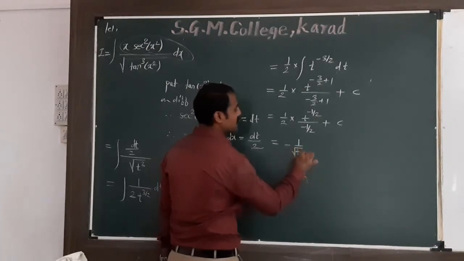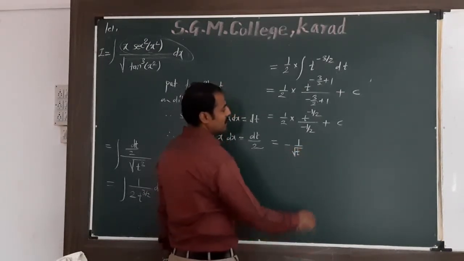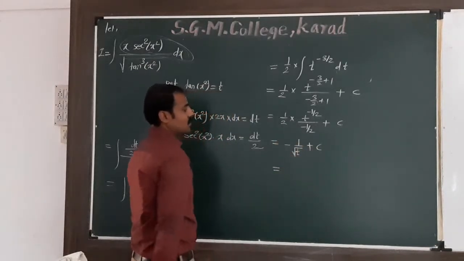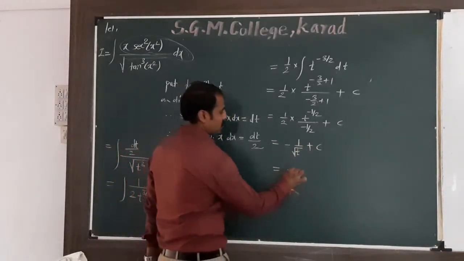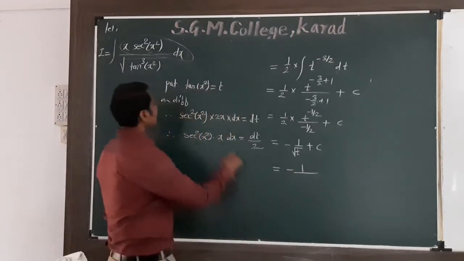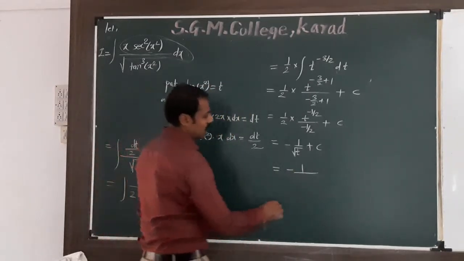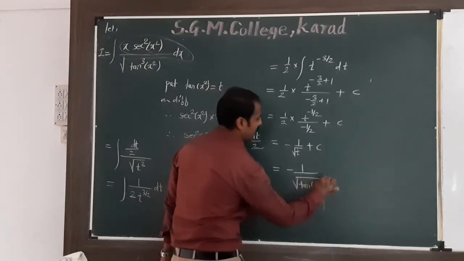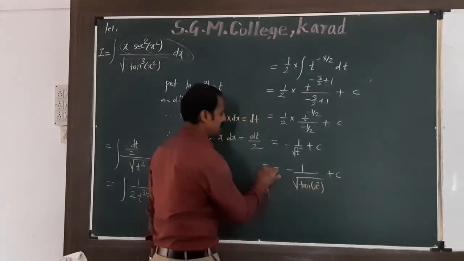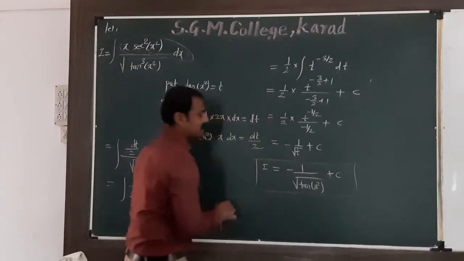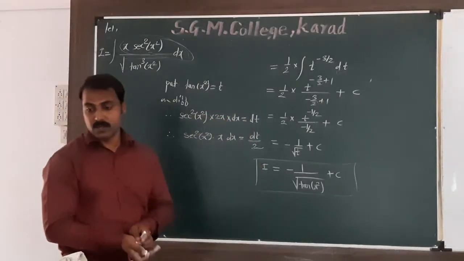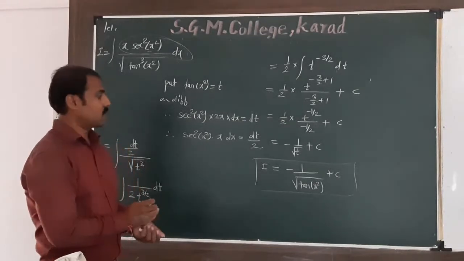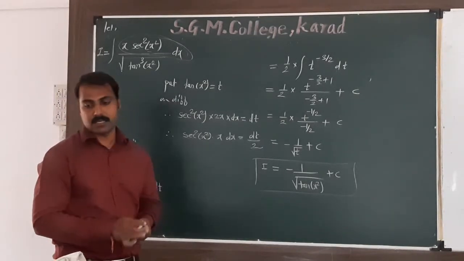T raised to half is nothing but root t plus c, okay, which is equal to minus 1 upon, replace t by tan of x squared, or root of tan of x squared plus constant of integration c, which is the final answer of the given question. Yes, minus 1 upon root of tan of x squared plus constant of integration c.